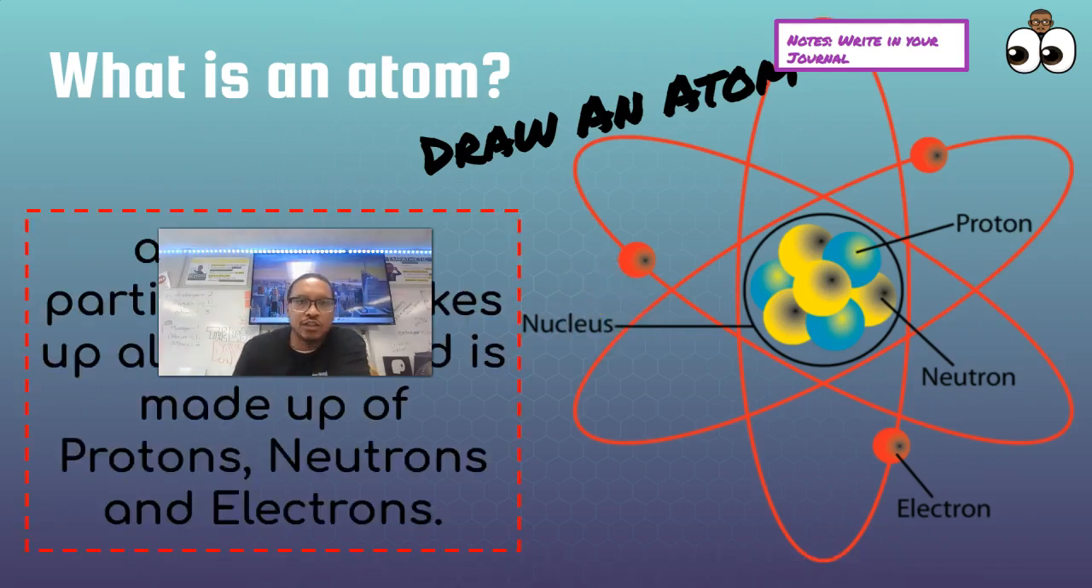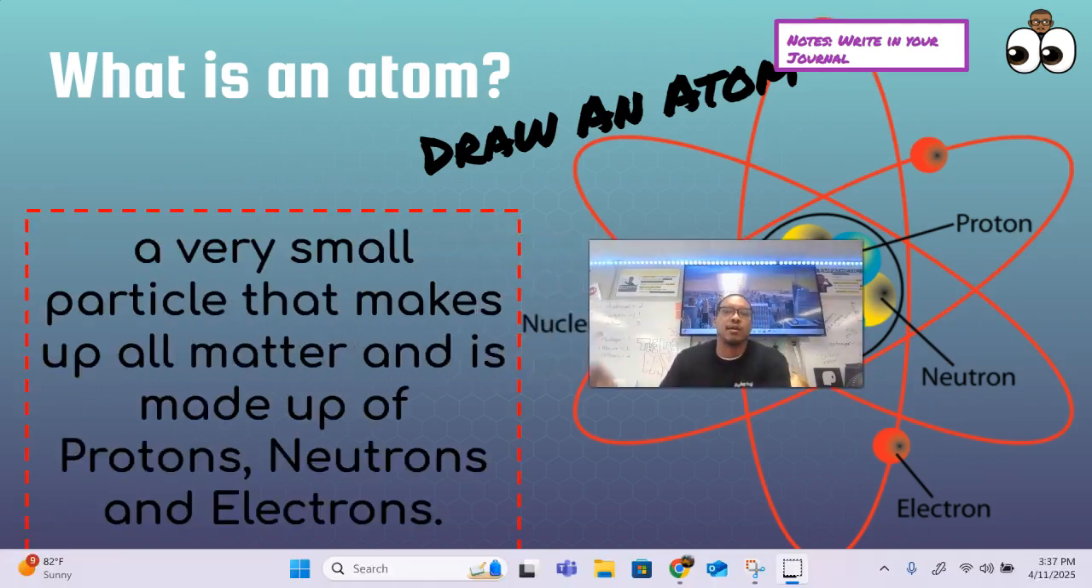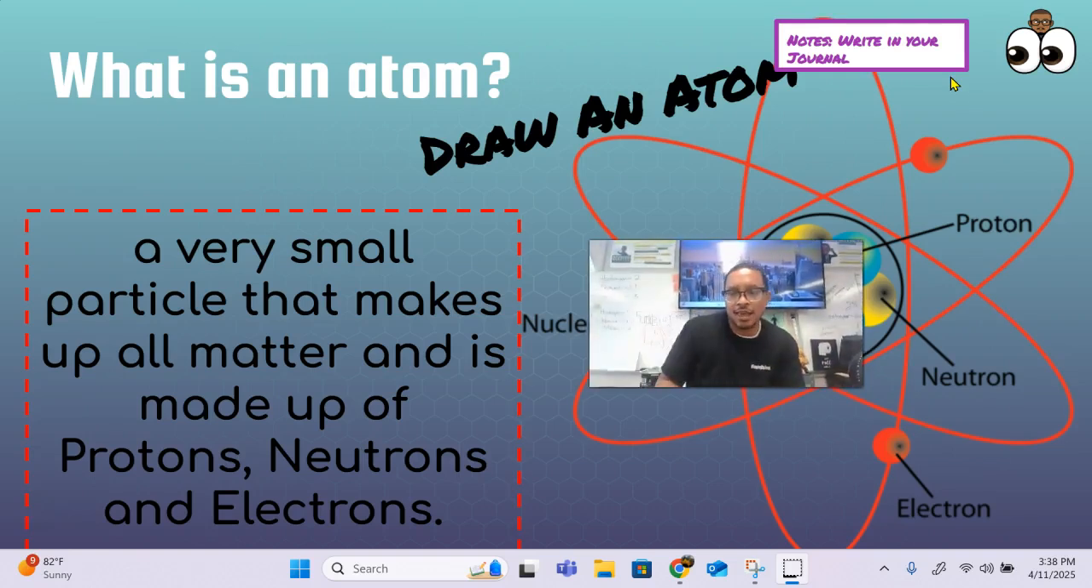Okay, let's go ahead and write this down again. I'm just going to walk through this real quick, and then you guys make sure to pause if you need to. So what is an atom? An atom is a very small particle that makes up all matter. We talked about matter yesterday, and we said that matter is anything that has volume or has mass or weight. So atoms make up everything that has a volume and everything that has a mass or weight.